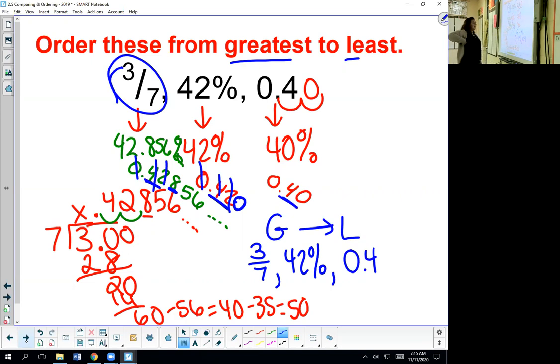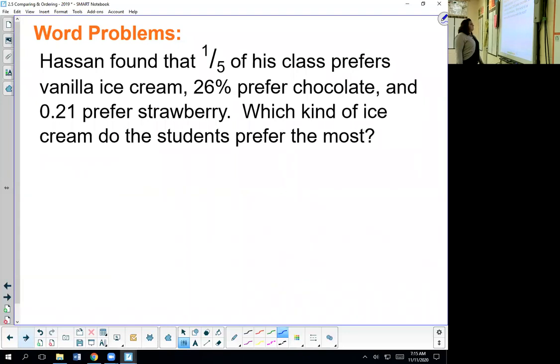Again, I personally think the percent is a little bit easier. So regardless, all these grades suck, but you gotta put them from greatest to least. I guess if you got a 3 out of 7, you did the best on any of your tests. Okay. All right. Just like that, the word problems are very similar here.